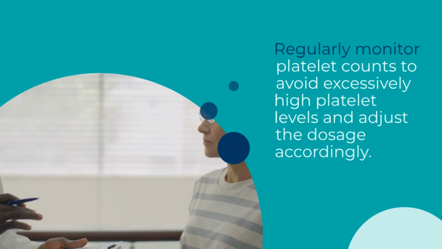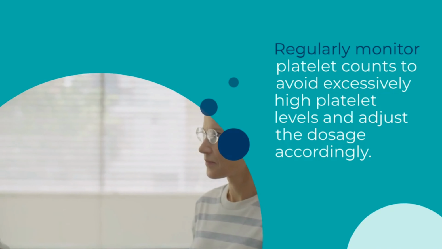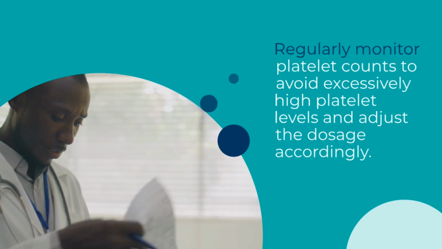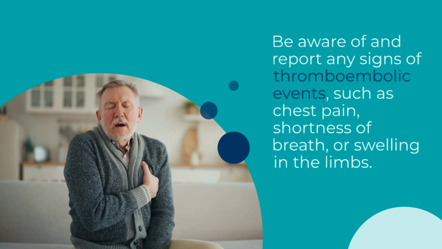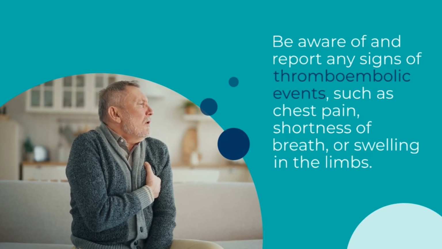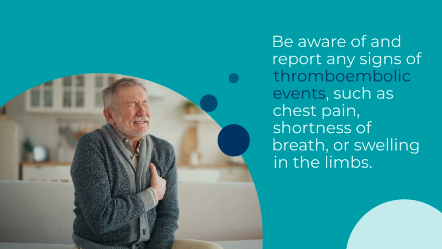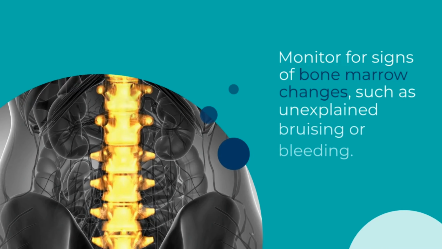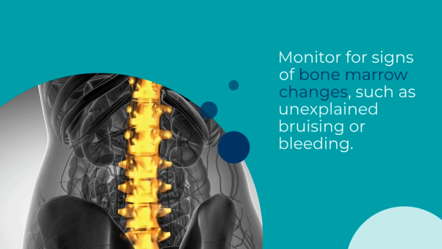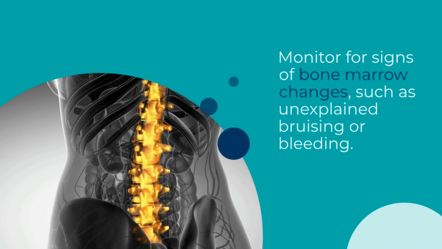Next, important advice for using Romiplostim Injection. Regularly monitor platelet counts to avoid excessively high platelet levels and adjust the dosage accordingly. Be aware of and report any signs of thromboembolic events, such as chest pain, shortness of breath, or swelling in the limbs. Monitor for signs of bone marrow changes, such as unexplained bruising or bleeding.